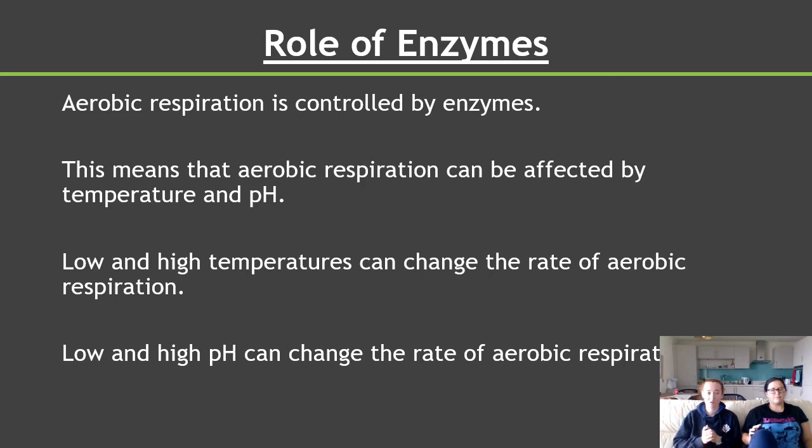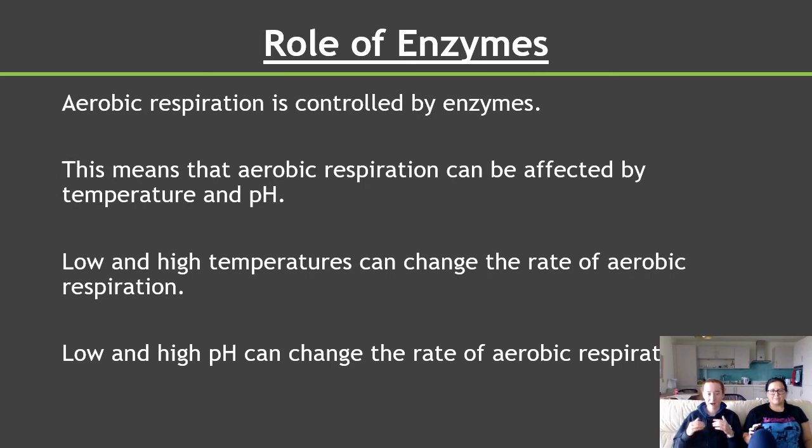We talk about them loads, they're really important. The process of aerobic respiration is controlled by enzymes. So without enzymes, it's not going to happen. So this means aerobic respiration can be affected by temperature and pH, because enzymes are affected by temperature and pH, like we talked about in our video all about that. If you forgot that, go back and watch that video.